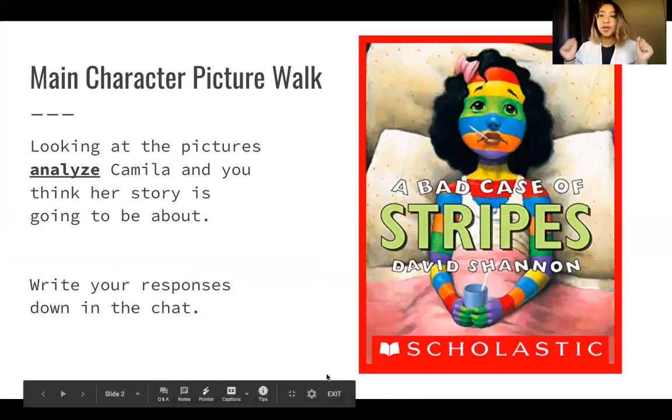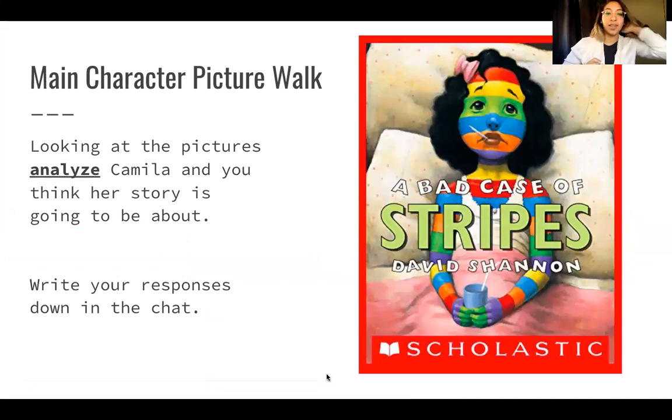To start, we're gonna do a picture walk. Yay, we love analyzing before starting our lesson. So we're gonna do a main character picture walk. Like we've done in the past, look at the picture and analyze. Analyze means look at Camila and think about what her story is going to be about. We're going to guess. We're going to make inferences today. We're guessing with our mind, with our eyes, using clues to think about what each of these pictures means.